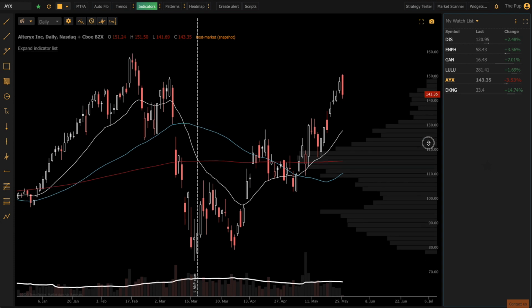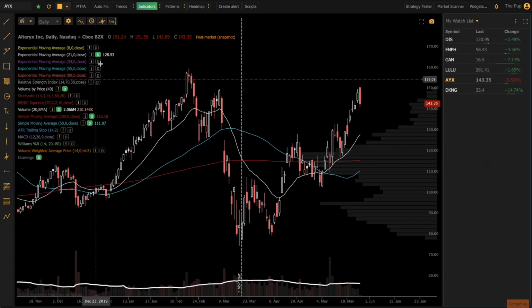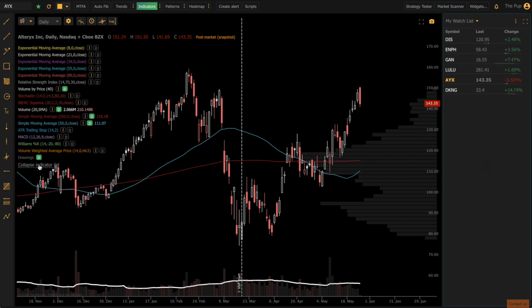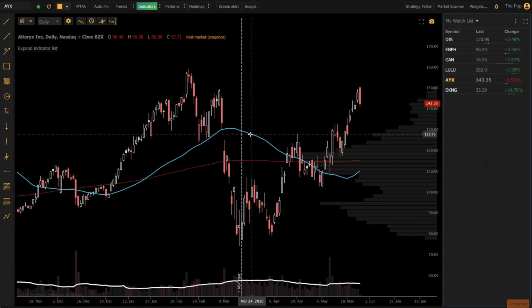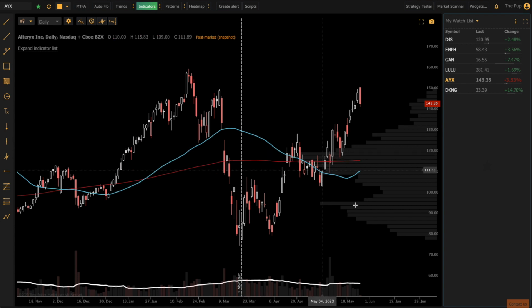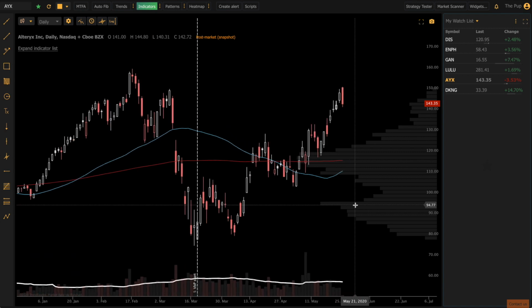AYX, some of them we've traded a lot. Let me just turn these indicators off real quick. For the daily, weekly, monthly, I like to leave the 200, which is the red, and the 50, which is blue. Simple moving averages. Don't usually use exponential on the higher time frames. I stick to those on the lower time frames. So let's take a quick look.